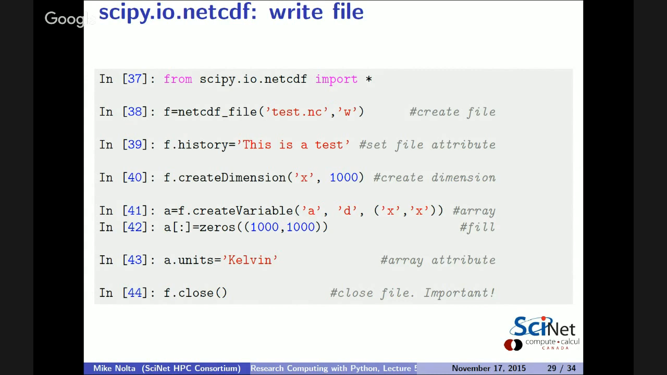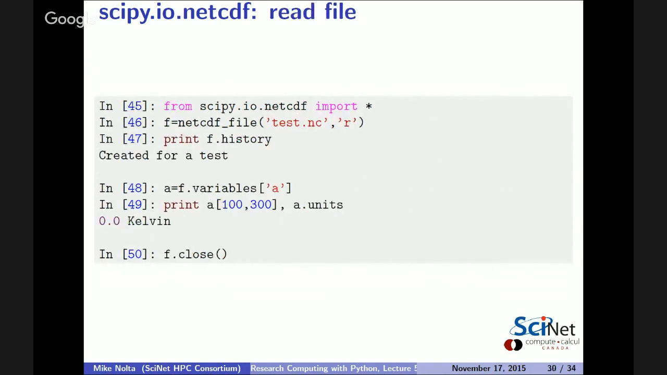Okay, so that gives me a handle to the variable, and then I can fill it in with values here. Set an attribute on the variable, similar to how I created a global attribute. And then close the file as usual. Okay, so pretty straightforward. And now that was writing the file. If I want to read the file in Python, it's similar, just NetCDF file, but in read mode.